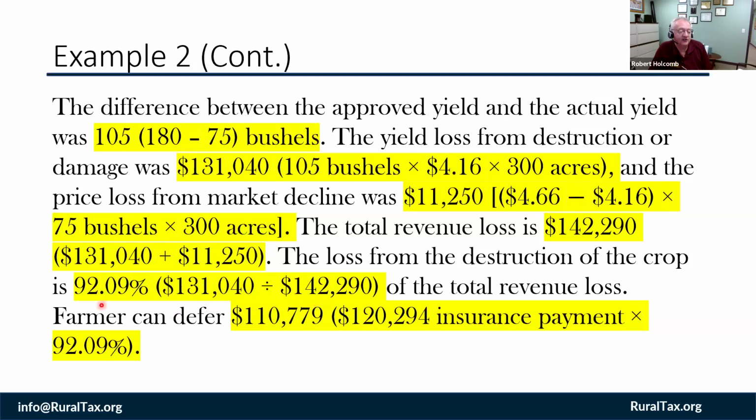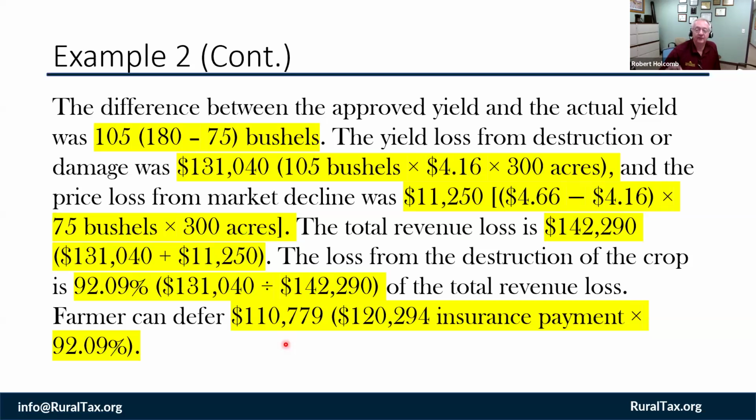We come up with 92.09%. So we take the total payment times that 92%, which on the previous slide was the 122.94. We multiply that times the 92%. So we're actually able to defer, in this case, 110,779.